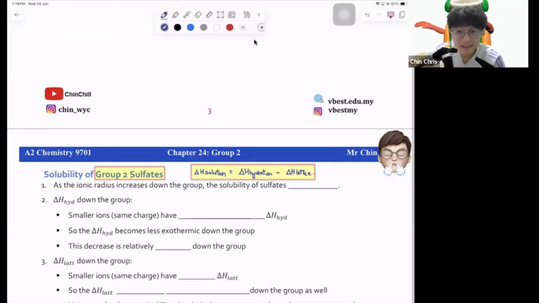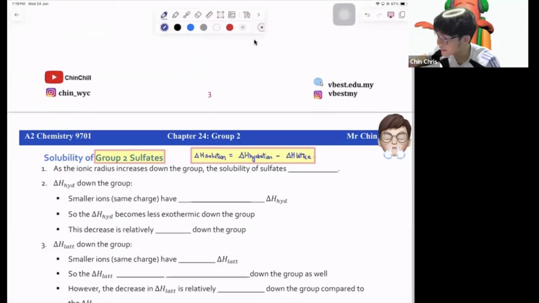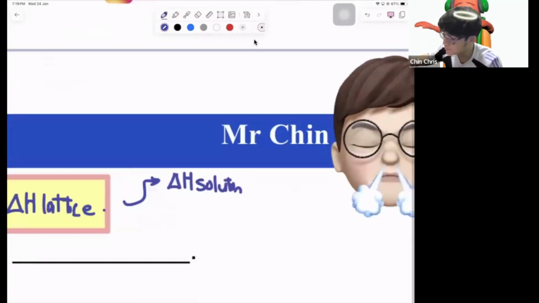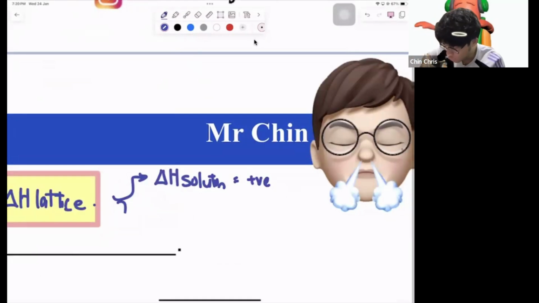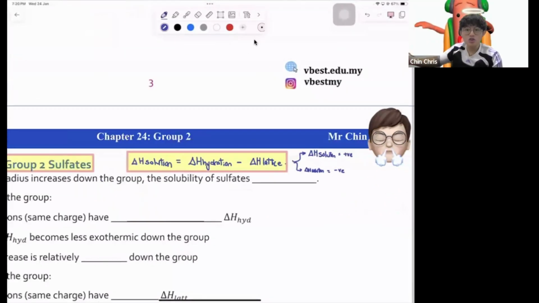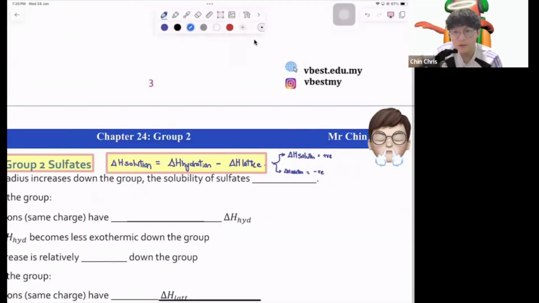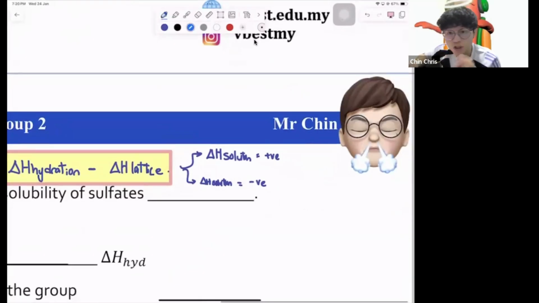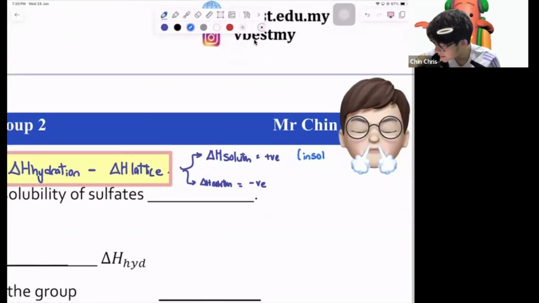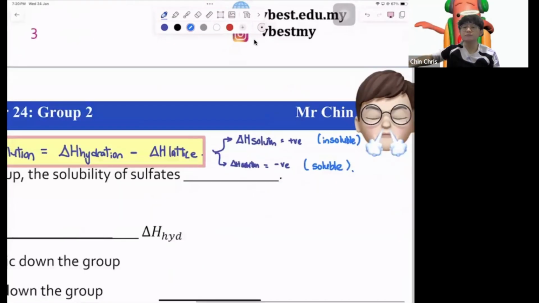Alright guys, delta H solution gives you two implications. Let's say your delta H solution is positive, and let's say it's negative. What does it tell you? Anyone? Anybody? No? None? Okay, so when your delta H solution is positive, it tells you that this compound is insoluble. If it's negative, it's soluble. Alright guys, please write it down.